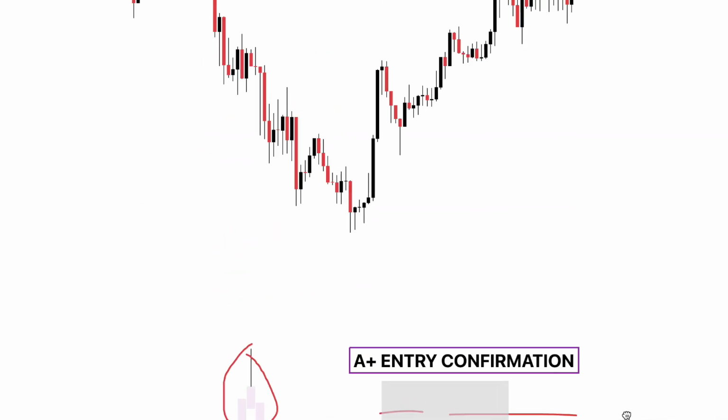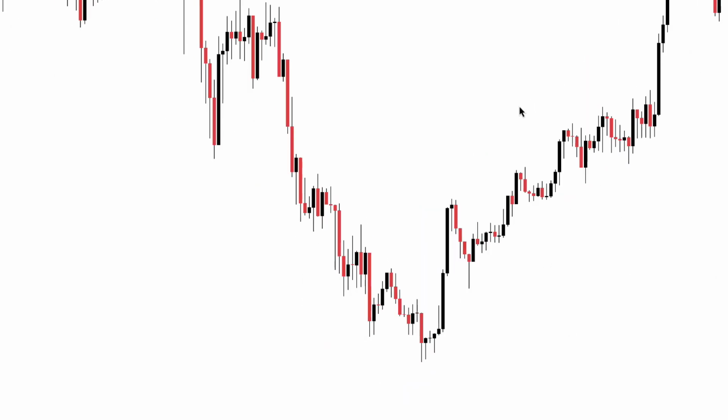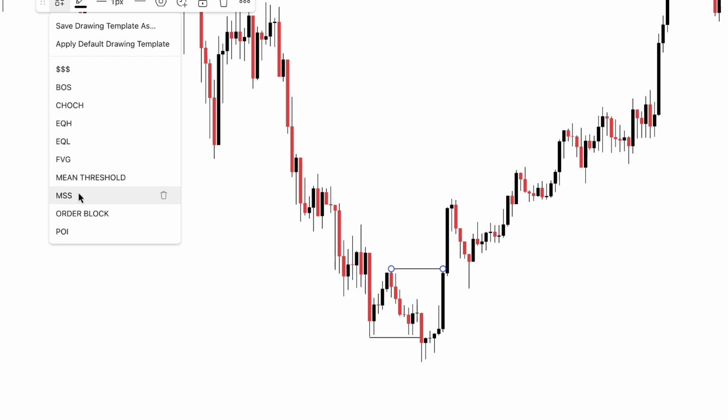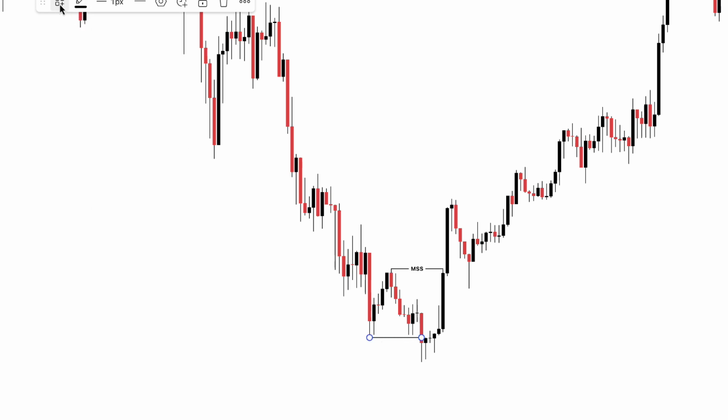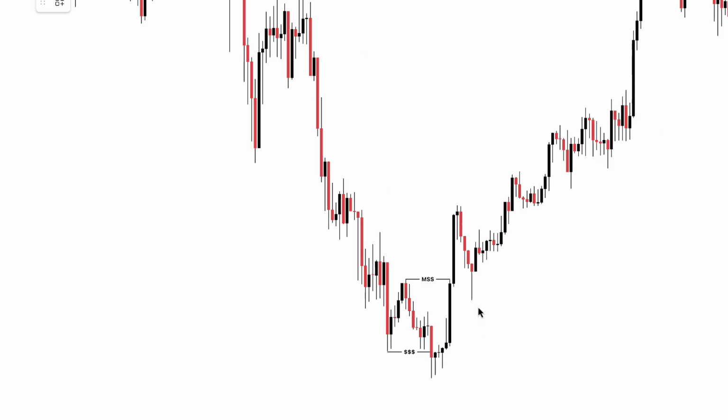Let me show you an example. We have one today right here. It's because of this that I'm even making this video. A lot of people have been sending questions in the comments about entry confirmations. Right here, can you see? We call this a market structure shift. This is a liquidity sweep. We have just dealt with liquidity in that exact area.